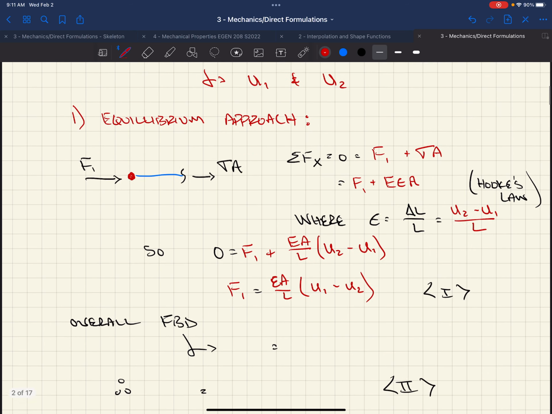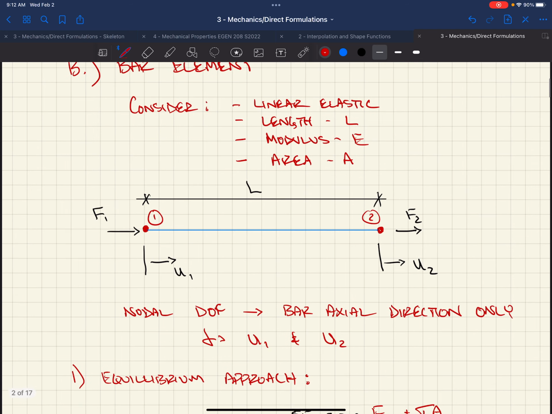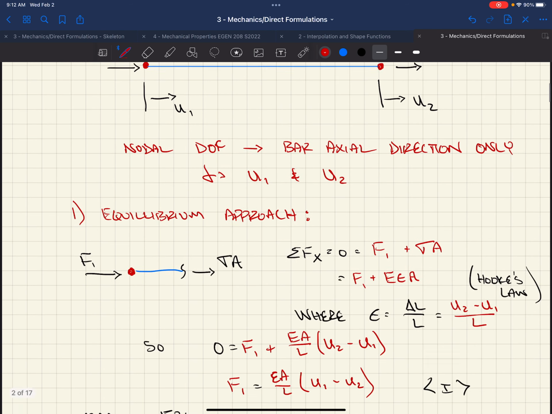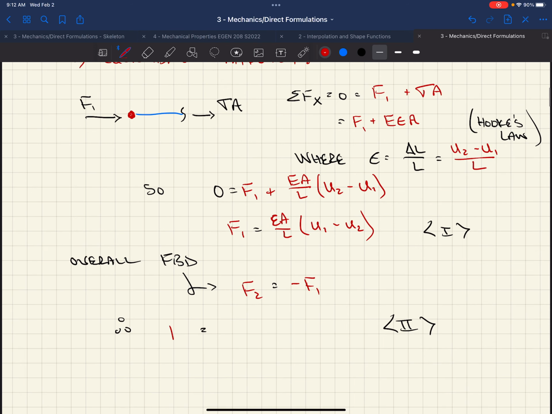Call that equation 1. If we looked at an overall free body diagram, back up to the top, we know that F2 has to be negative F1. If F1's acting to the right, F2's got to act to the left, so they're opposite one another. You can say F2 is negative F1. So we get EA over L, U2 minus U1 is F2. I just switched the signs. Instead of U1 minus U2, it's U2 minus U1.